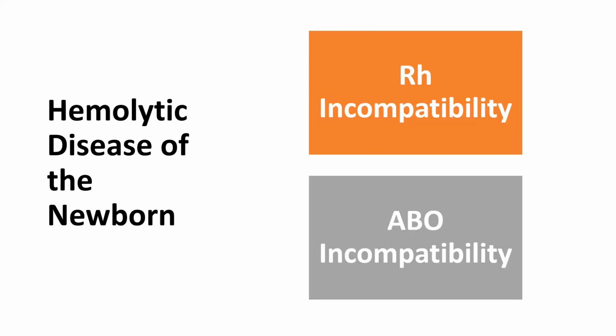And now for your hemolytic disease of the newborn, divided into two. You have your Rh incompatibility and your ABO incompatibility. So first is your Rh incompatibility.